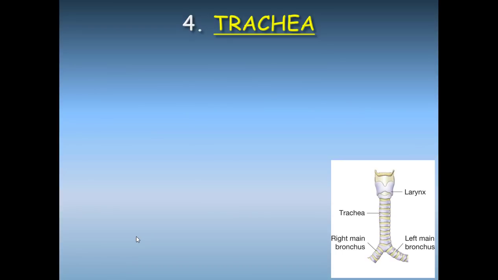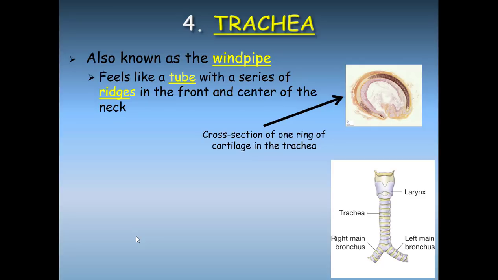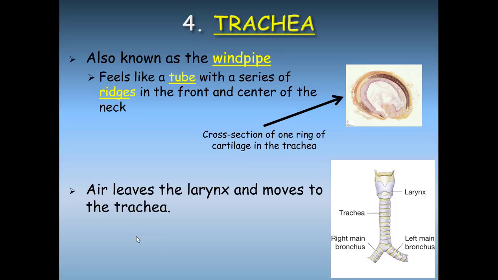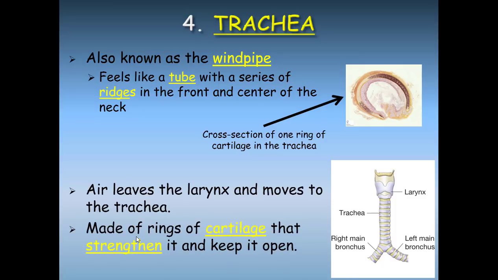The next structure you need to know about for the respiratory system is your trachea, also known as the windpipe. It feels like a tube with a series of ridges in the front and center of the neck. You can kind of feel there in the very center, and you can feel these ridges. Those are the cartilage in your trachea. Air will leave the larynx and move to the trachea, and it's made of these rings of cartilage that keep it strong and keep it open.